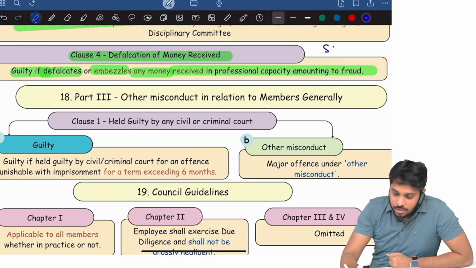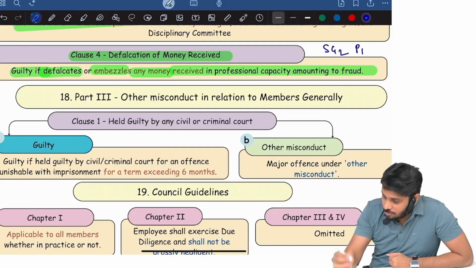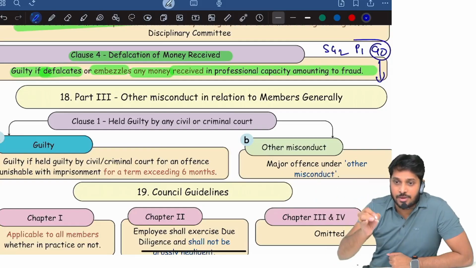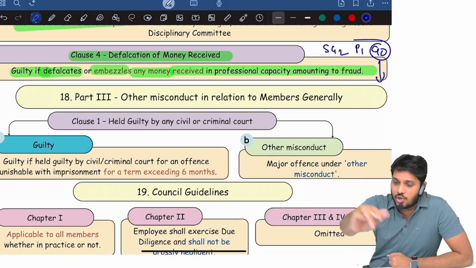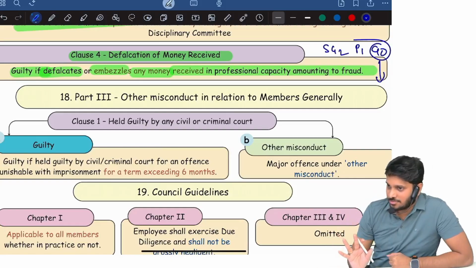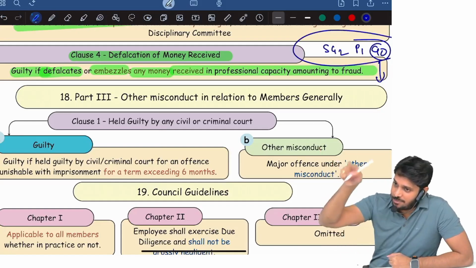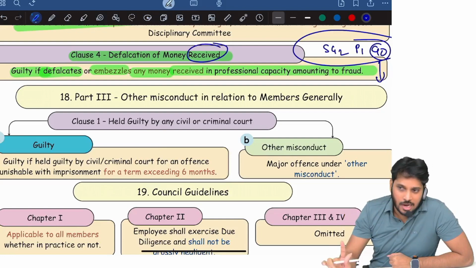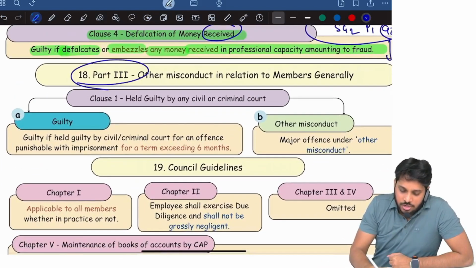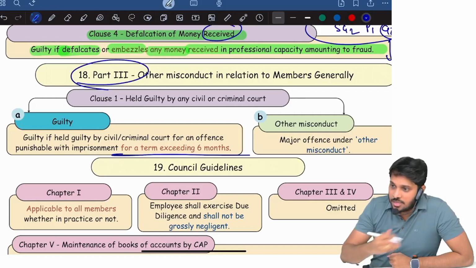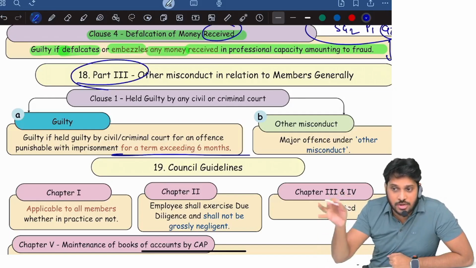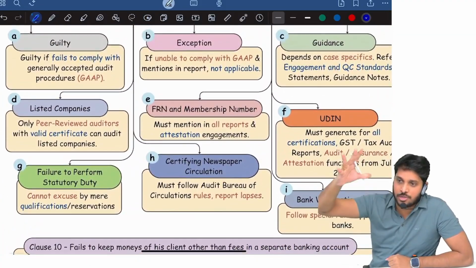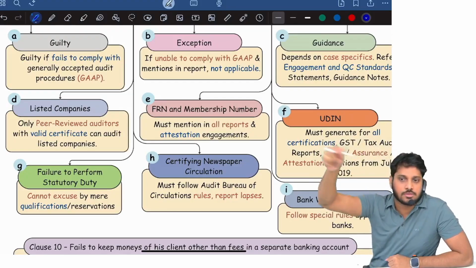Now in the same schedule number 2, part 1, there is a clause 10. What is that clause talking about? If you receive client money, you must keep it in a separate bank account unless you are going to spend it in a reasonably short period. Yes or no? So that is regarding client money and a separate bank account. Here also only money is involved, but here it is regarding theft and embezzlement. Understood? Next, part number 3 has only one clause: imprisonment exceeding 6 months. You are straight away guilty of other misconduct under schedule number 2. Now we just have to memorize the remaining 10 clauses. If we are able to remember them, that's it. The clauses remembrance is over.